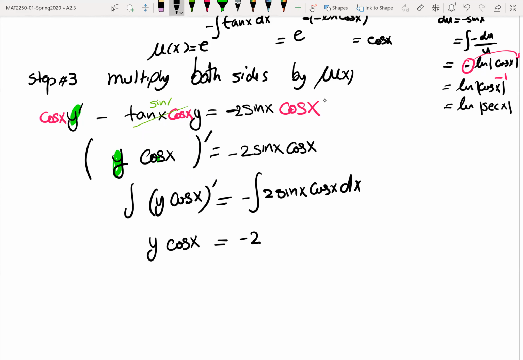We can just use u substitution, u to be sine, and then du is the cosine. You can also say u is cosine, and then du is just negative sine. That's fine.